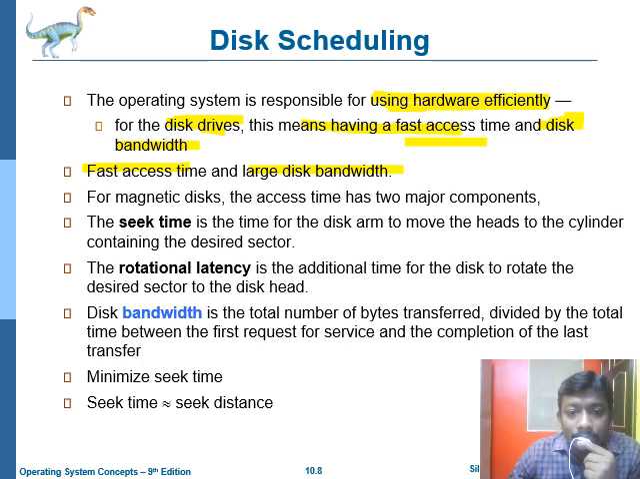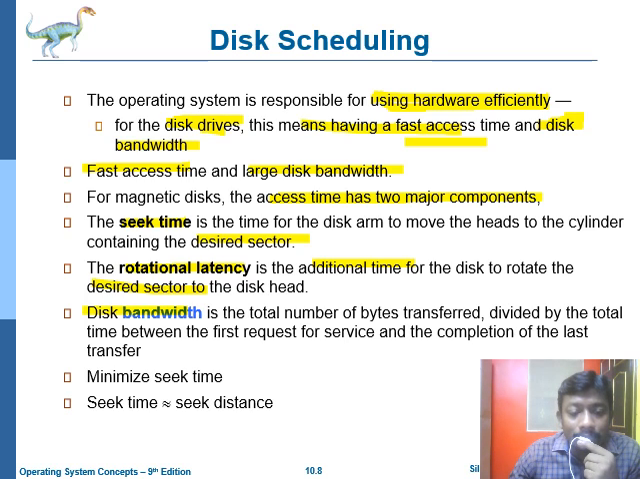For a magnetic disk, the access time has two major components. The first one is seek time, and the second one is rotational latency. Seek time, as we have studied, is the time for the disk arm to move the heads to the cylinder containing the desired sector. Rotational latency is the additional time for the disk to rotate the desired sector to the disk head, to track that desired sector during the rotation.